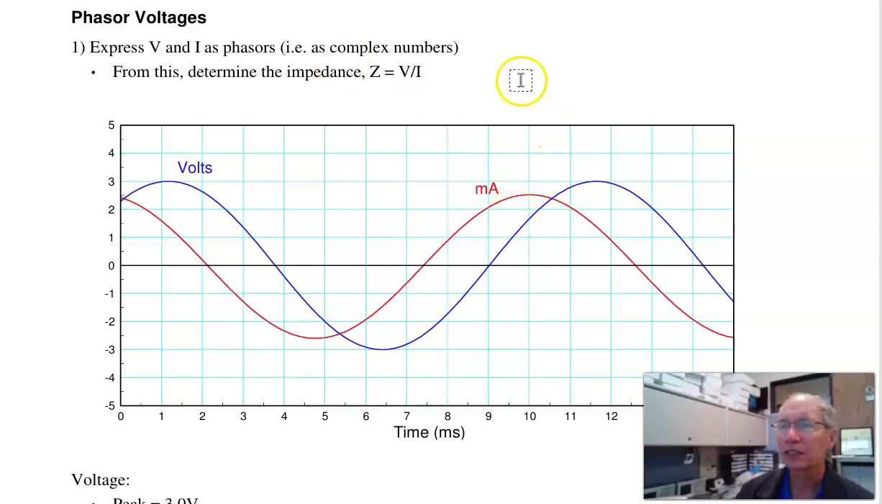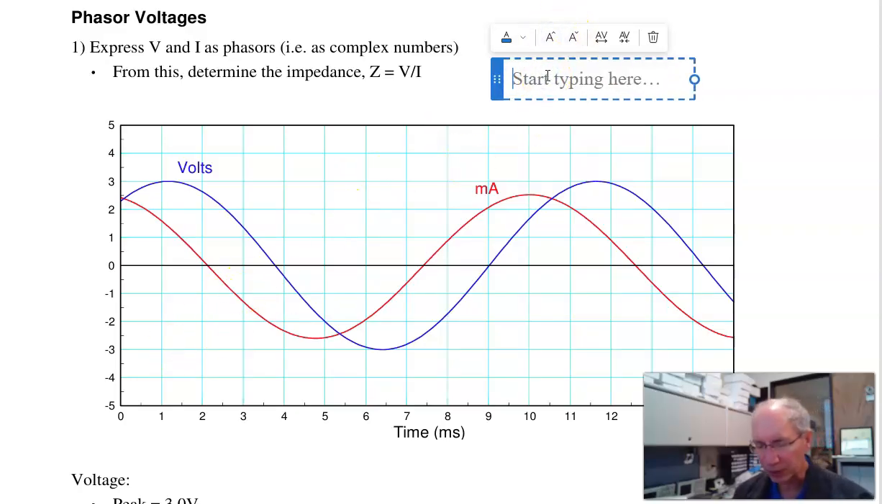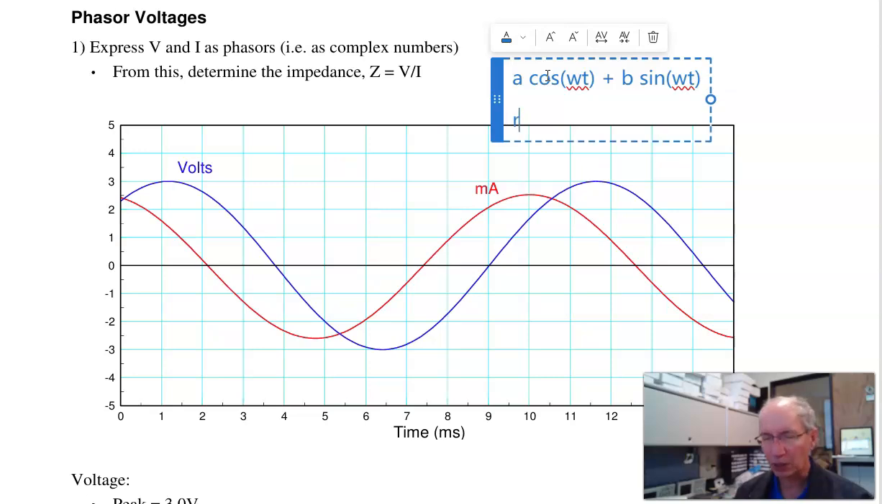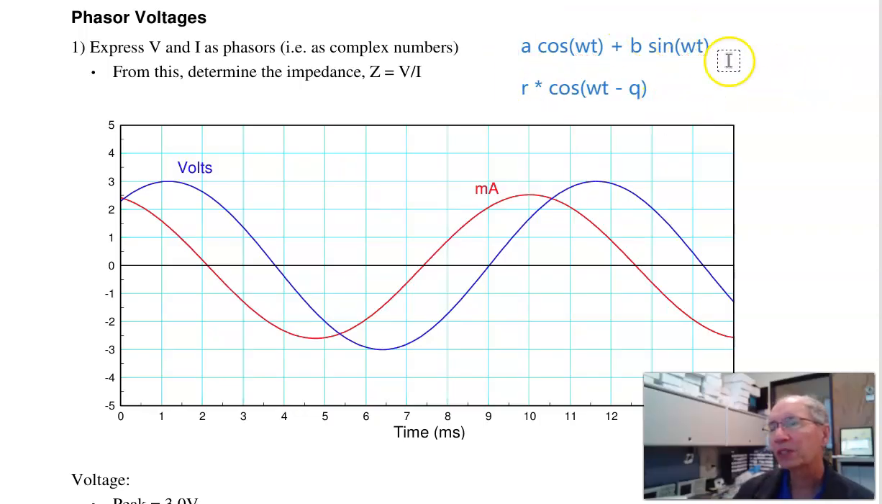Well, a generalized sine wave can be written two different ways. You can have A times cosine omega t plus B times sine of omega t. That's one way to represent it. Or I can also say amplitude and phase shift. So that's rectangular form and polar form. Personally, I like rectangular form for calculations, but in lab, polar form is actually easier to see.